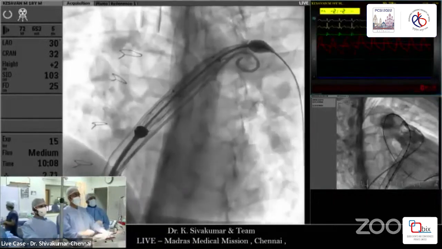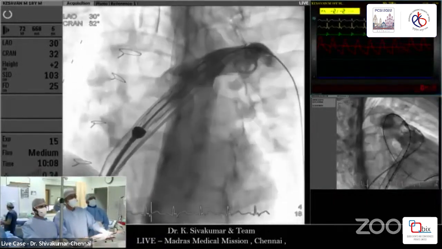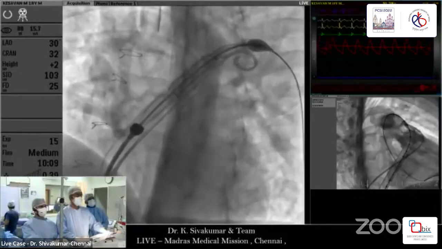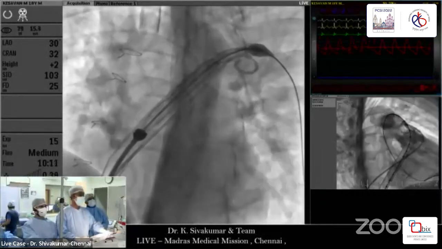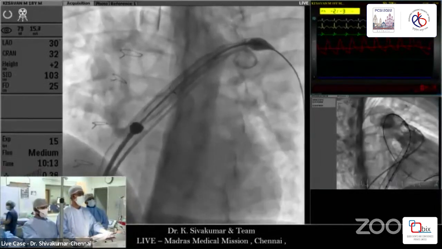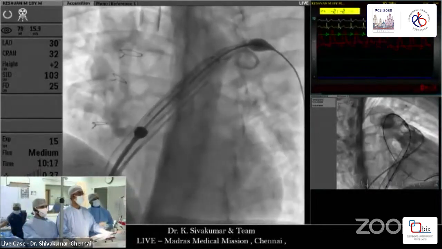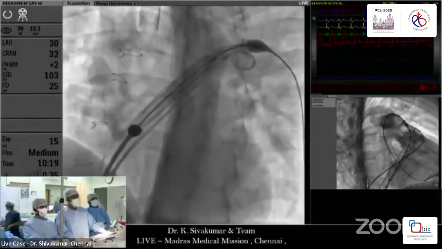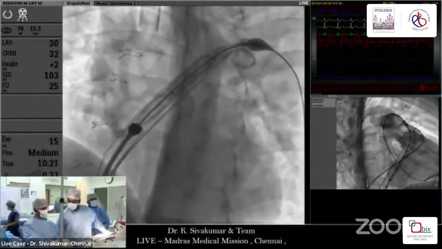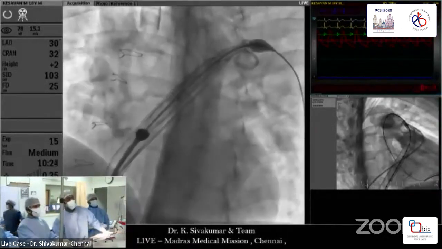Shaq, you are the only one I have seen deploying in lateral. Most of them will either go for a RAO cranial or a LAO cranial. The reason is I don't want to confuse myself by too many different projections, and the lateral, for some reason, it's a personal thing. No, I take your point. Absolutely, I take your point of that.